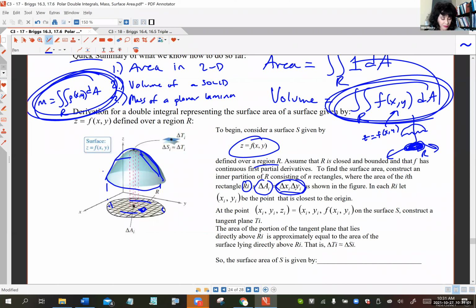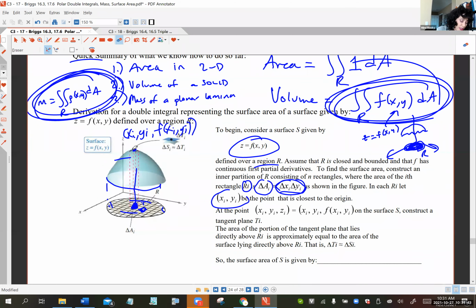So, there's your R sub I. Now, pick the point that's closest to the origin. And then come up here to heaven. Let's say your surface is the heaven right here. So you come up here to heaven, and then you look at the ordered triple of that point. If you're looking at the x sub I, y sub I down here in the XY plane, the corresponding surface ordered triple is x sub I, y sub I, f evaluated at x sub I, y sub I. That's the z coordinate.